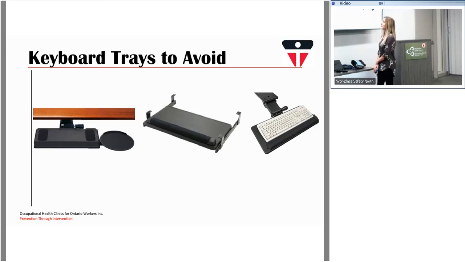The second example is a keyboard that is on a rail platform. So this allows the user to actually pull out the tray, but you can't adjust it in height or angle, so that's definitely a problem.